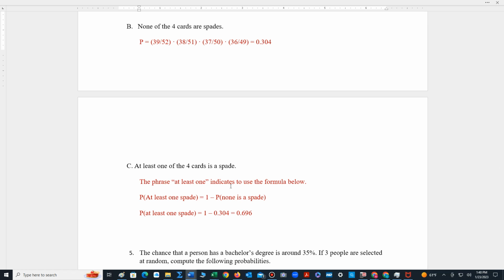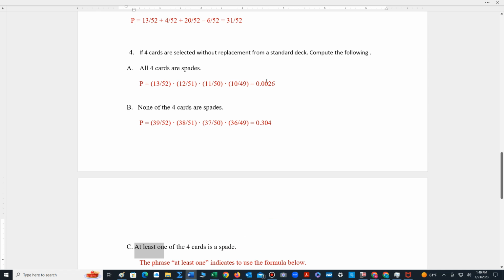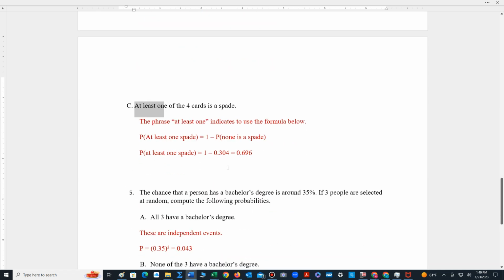And then finally, for the last part, it says at least one of the 4 cards is a spade. Well, whenever you see the phrase at least one, you want to envision this formula here. The probability of at least one spade in this case is 1 minus the probability that none is a spade. Well, this is the probability that we computed in part B. So all we have to do to answer C is compute 1 minus 0.304, and the answer is 0.696.